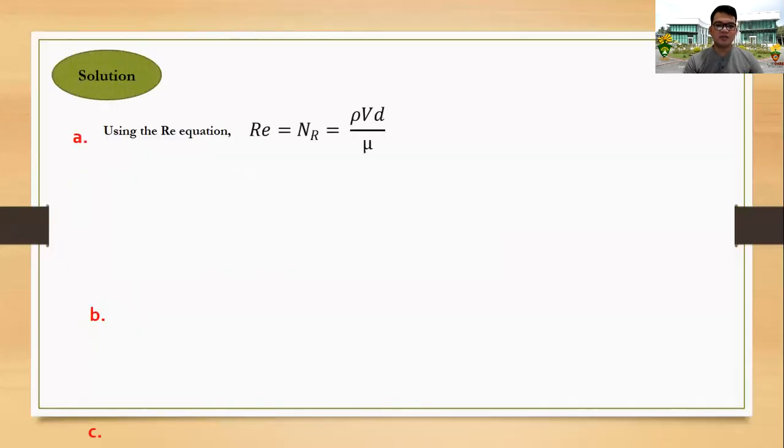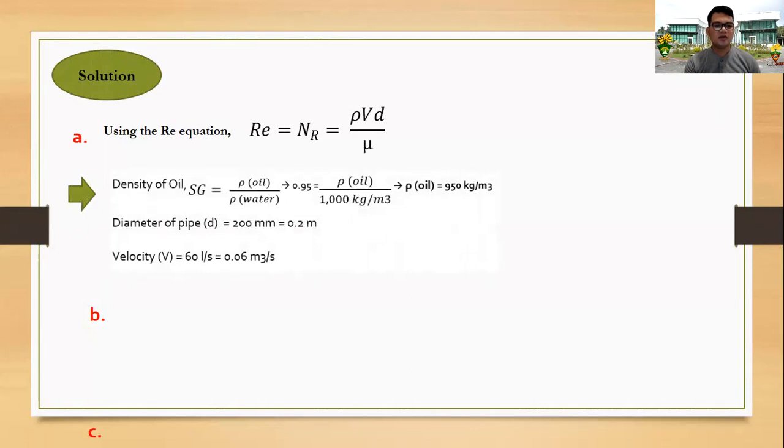So the Reynolds number, right, is our equation, which is RE or equal to NR. So they are the same. So using the density times the velocity times the diameter over the viscosity. The viscosity is given, so we need to get the density of the oil. Okay? So the specific gravity is the density of the oil divided by the density of water.